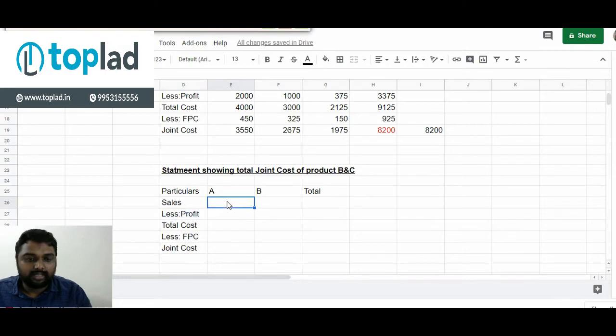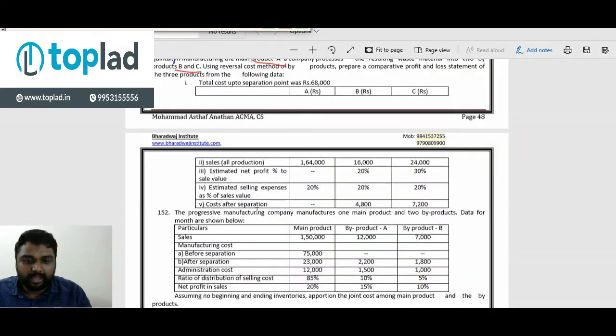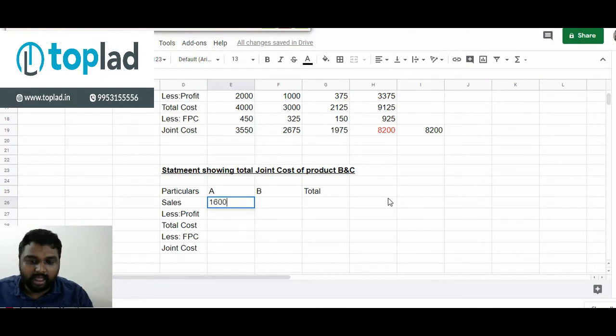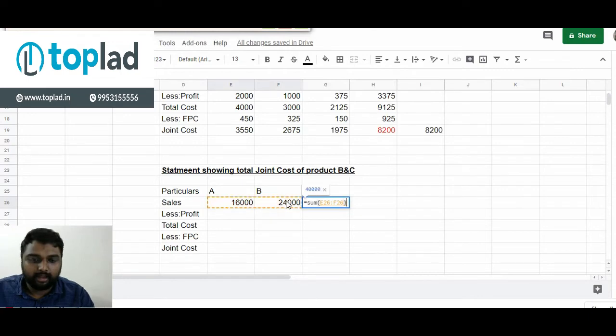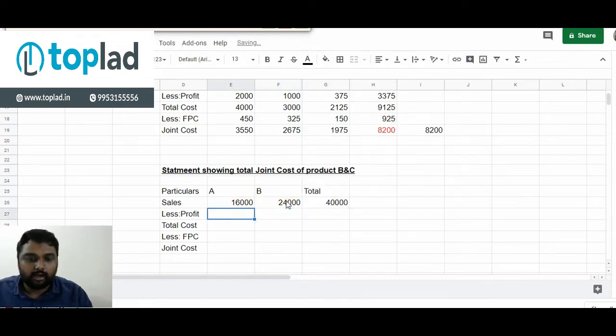So what is the sales of A? Sales of A is what? 16,000 and 24,000. So the sum total you can take it. Are you ready? So now, less profit.